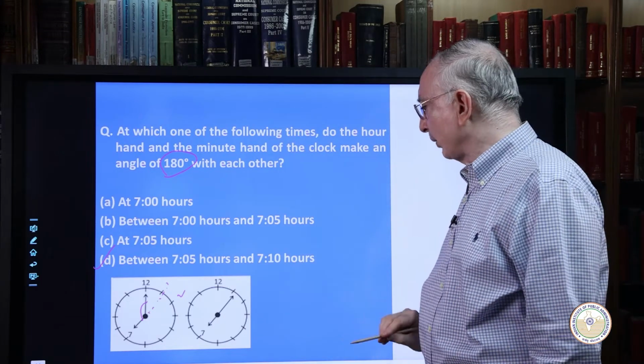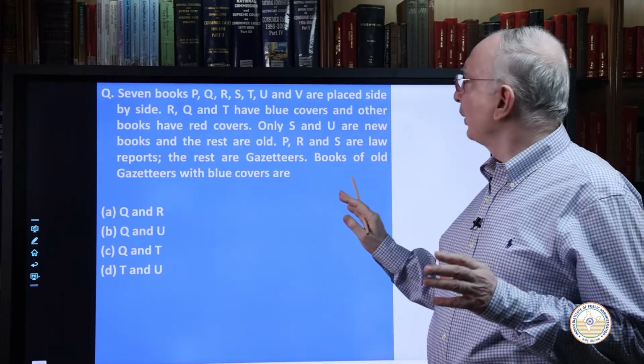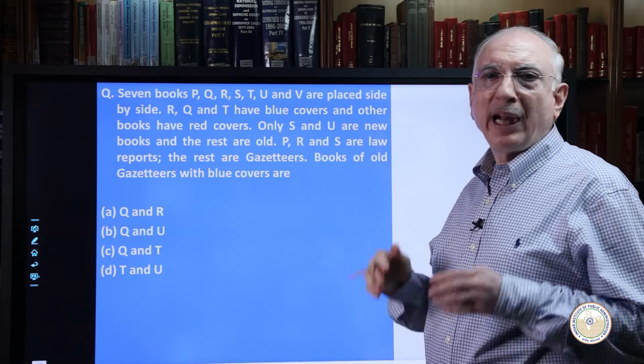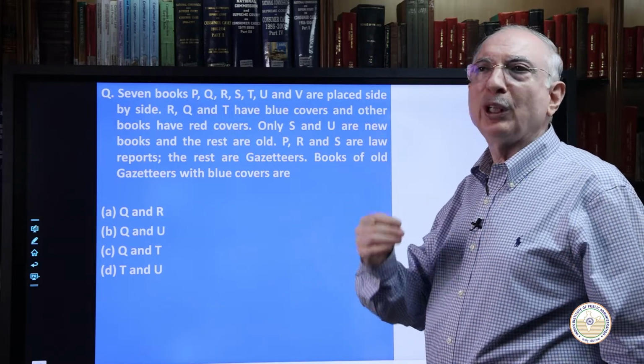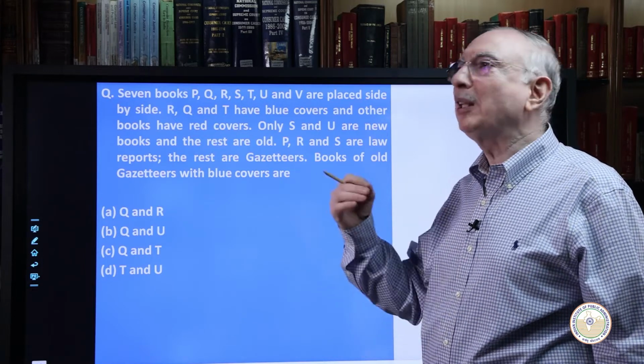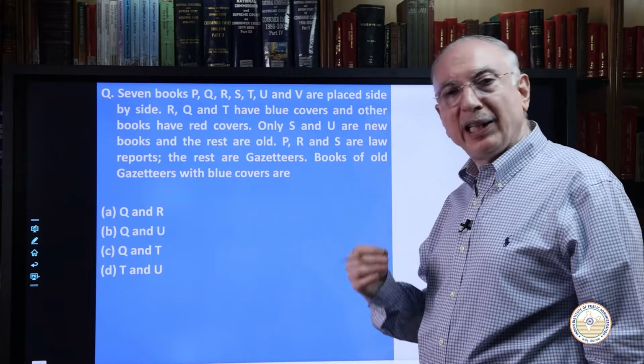This is a straightforward question. Here there are 7 books, P to V, and each book has 3 attributes. The attributes are the color of the book, whether it's old or new, that is the second attribute, and the third attribute, whether the book relates to the law or gazetteer.